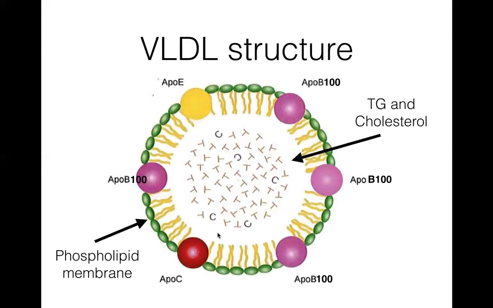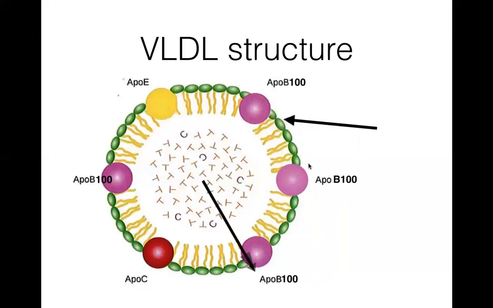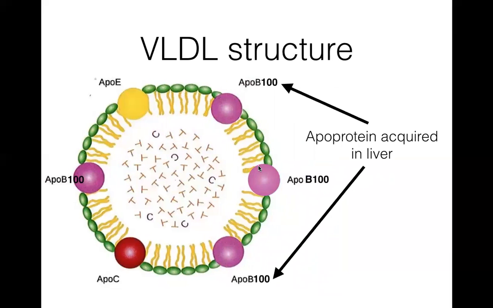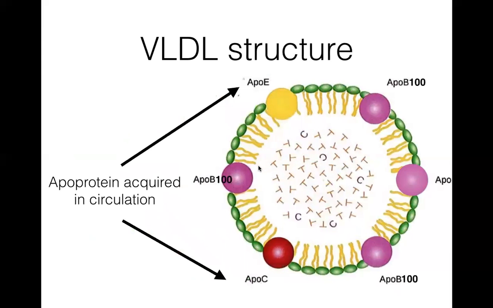So looking now at the schematic diagram of the structure of VLDL, we all know that in its core, you would find endogenous triglycerides and some cholesterol, and embedded on the membrane is ApoB100, acquired in the liver. And in circulation, it will eventually acquire ApoE as well as ApoC.